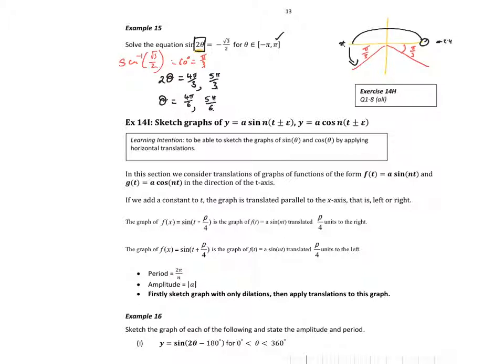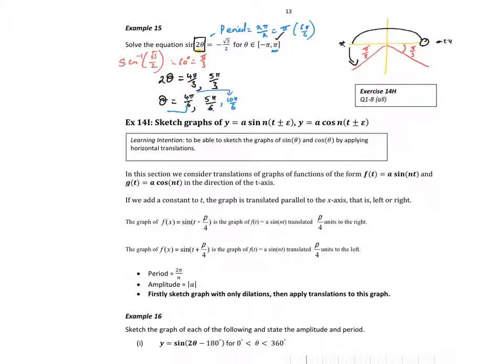To get the rest of my solutions, I've got to add and subtract the period. What's the period of this graph? Well, the period is equal to 2 pi on 2, which is equal to pi, which if you like is 6 pi on 6. So I'm going to add and subtract 6 pi on 6. My next positive one, 4 plus 6 is 10 pi on 6. Well, I'm going to stop there because that's bigger than pi already. Let's subtract now to get 2 more.